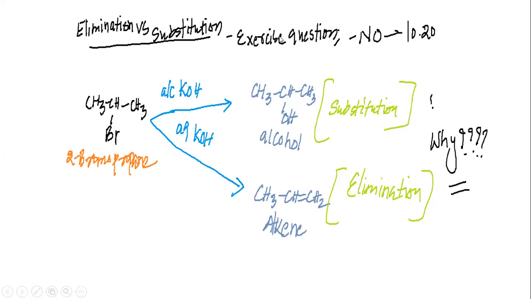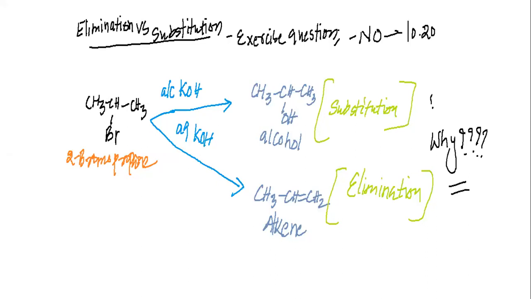This exercise question tells us that if we take an alkyl halide, let us say 2-bromopropane, this alkyl halide 2-bromopropane undergoes the reaction. It can react with alcoholic KOH, it can react with aqueous KOH. When 2-bromopropane reacts with aqueous KOH, my dear students, we get 2-propanol. This 2-propanol is obtained by the substitution reaction.